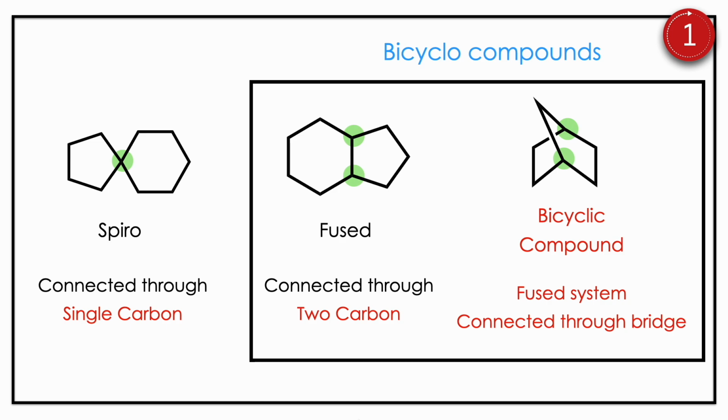Let us define what bicyclo compounds are. Normally, three types of compounds are known. They are like multi-fused rings. The spiro is very common, two rings connected through a single carbon. But our interest is bicyclo, that is a fused system, meaning two rings connected through two carbons, and a bicyclic compound, which is a bridge established through the carbons. The same two carbons, but it is established through a bridge. Mostly it's a bicyclic. Fused carbon is bicyclic, but one bridge is optional.